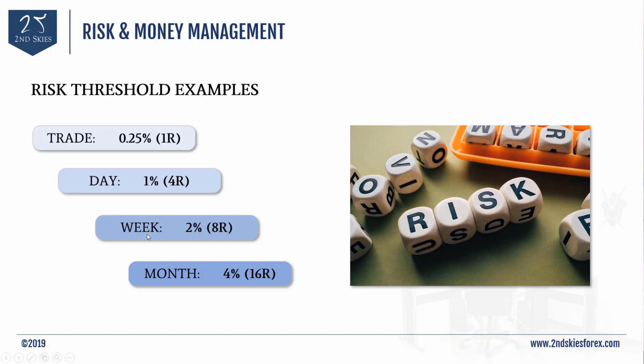Using these same numbers, 2 times that, or 8R, that means you'd have to lose 8 trades in a row without winning a single trade. Then you'd be risking a max of 2%. And then a max risk of 4%, if you're risking 0.25%, that means you have to lose 16 trades in a row to hit your max risk per month. So this is just an example profile.